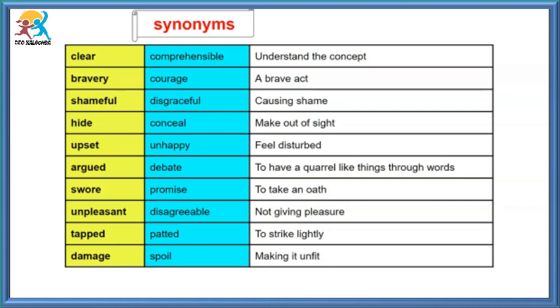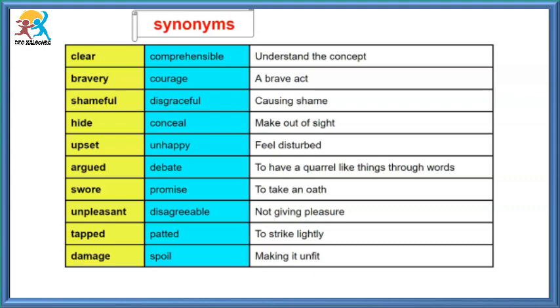So the first word is clear, and the synonym that has been given in your textbook is comprehensible. Here I have given you the meanings in the white column, and the meaning that clear conveys is understand the concept. There are many meanings for clear, but here in your lesson it has taken this meaning, understand the concept. Teachers will be asking, is it clear? Here clear means, have you understood the concept?